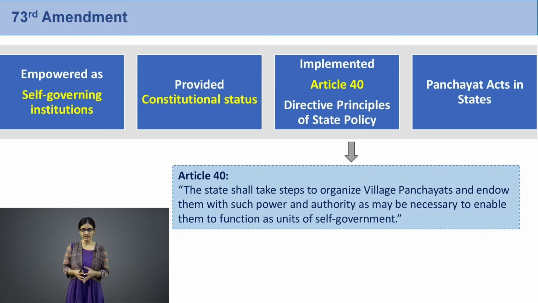The 73rd Amendment Act puts forward a three-tier PRI structure as a mandatory pattern across all the states in India. Likewise, the 74th Constitutional Amendment Act, which is for urban local bodies, calls for a three-tier structure in urban areas. So, in contemporary times, the form of rural local self-governance we see is as per the 73rd Amendment Act and its provisions. The 73rd Amendment Act essentially implements Article 40 of the Directive Principles of State Policy.